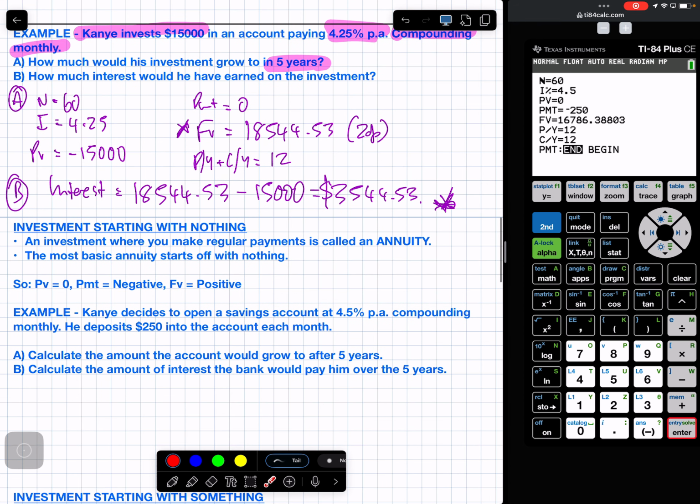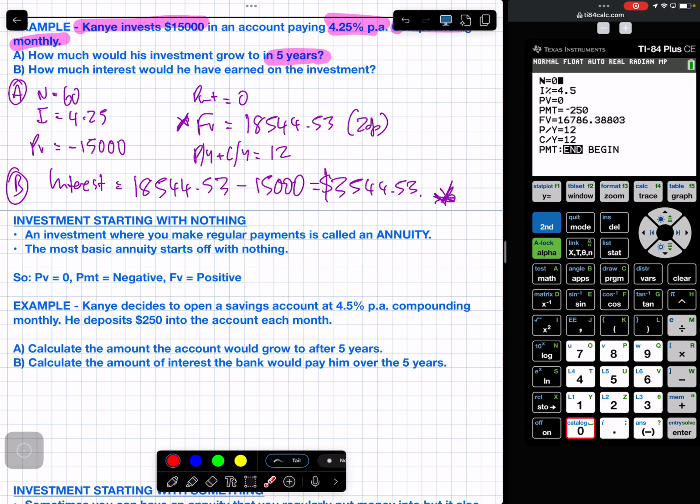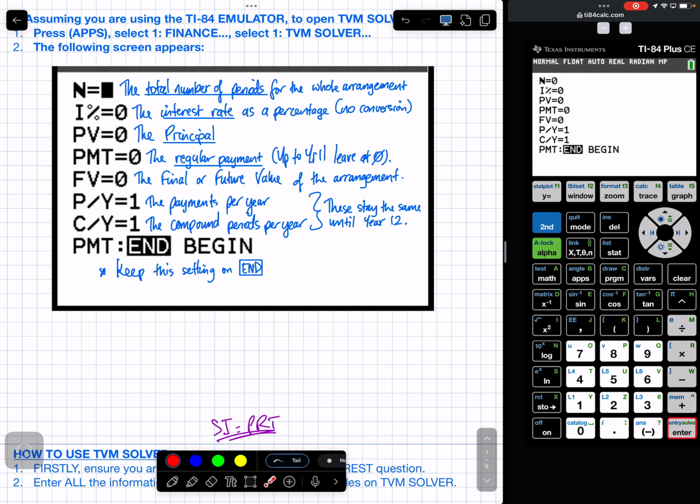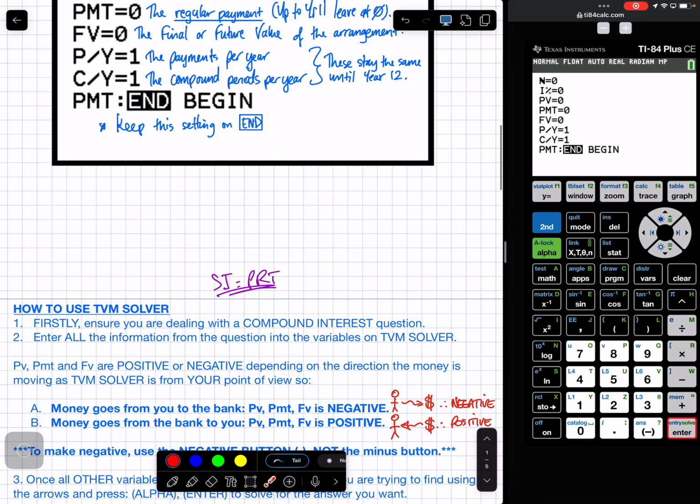So the only new thing that I wanted to teach today was what does PMT stand for? PMT stands for the regular payment, what you're putting in on a regular basis. Yesterday, the questions that we dealt with, all you did was put money in at the start and leave it alone. But in real life, especially young people like you, you're not going to have 15 grand to put in the bank and leave alone. You're working a job, you're going to start your account at nothing, and you might put $50 in the bank every week if you earn that, right? So that's what PMT is.